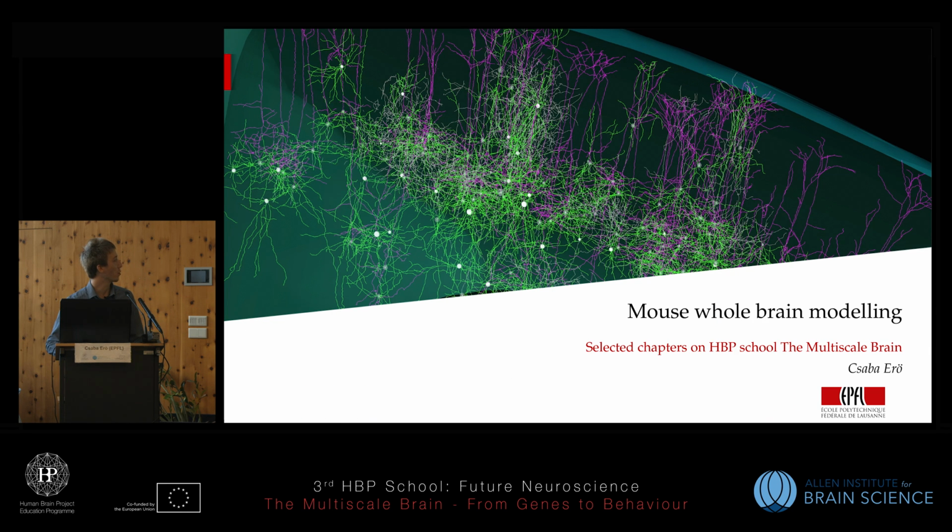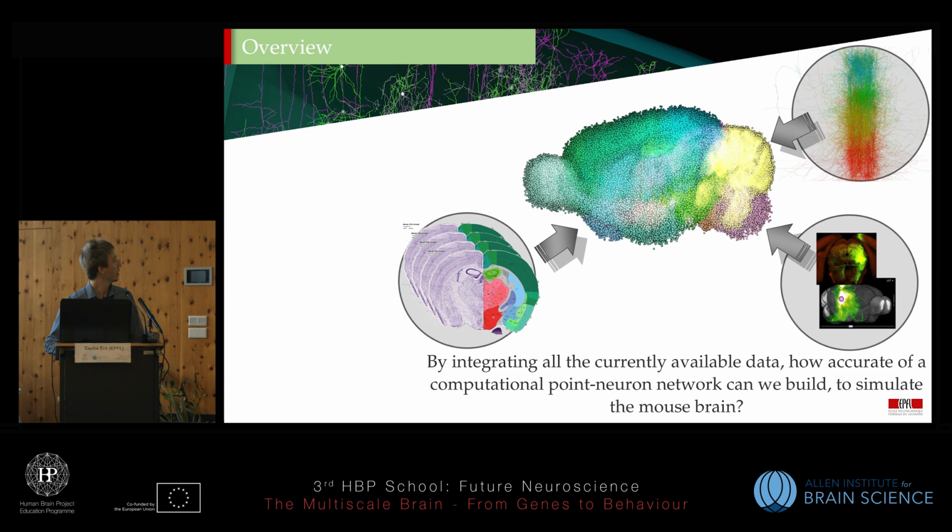So I'll be talking about mouse whole brain modeling. In this work, the question that we try to answer is, if we look at all the possible data sets that we can obtain on the mouse brain and try to integrate them in order to build a point neuron network of the whole mouse brain, how far can we go? How accurate of a network can we create?